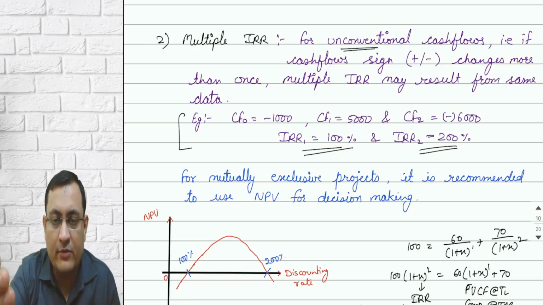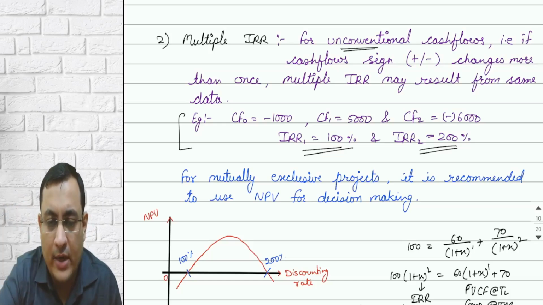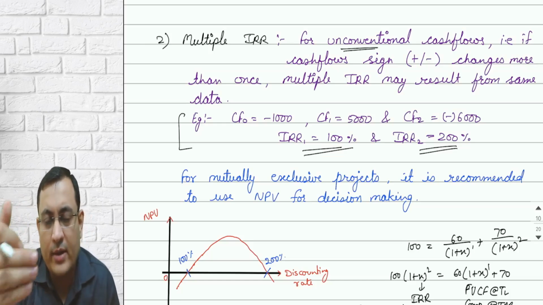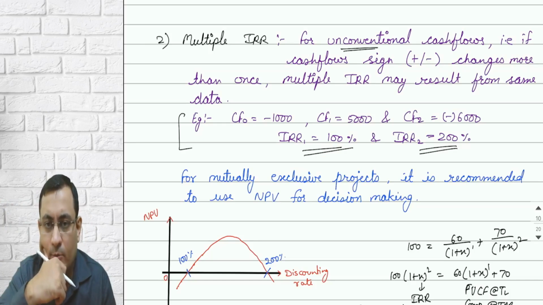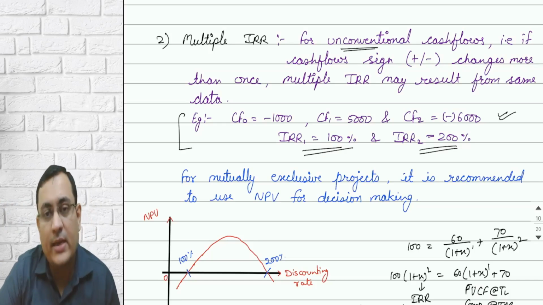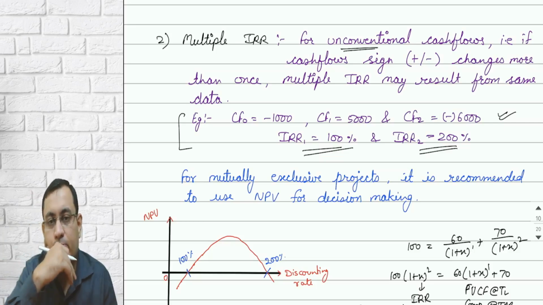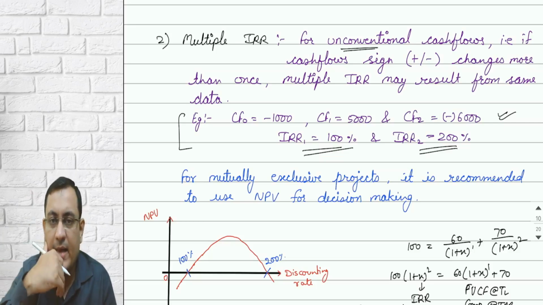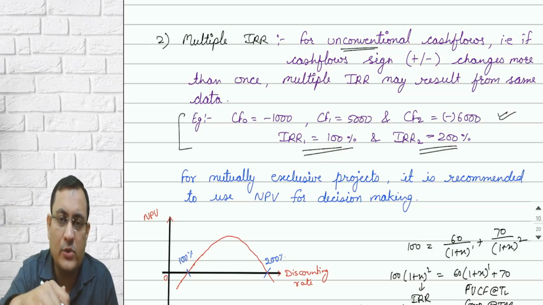That was the definition of IRR: the discounting rate at which the present value of cash flows comes to 0. If you discount these three cash flows at 100% as well as at 200%, both come to 0. Both will be treated as IRR. So whether you will select the project or reject the project?